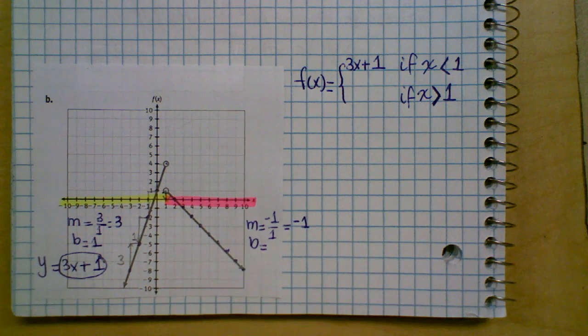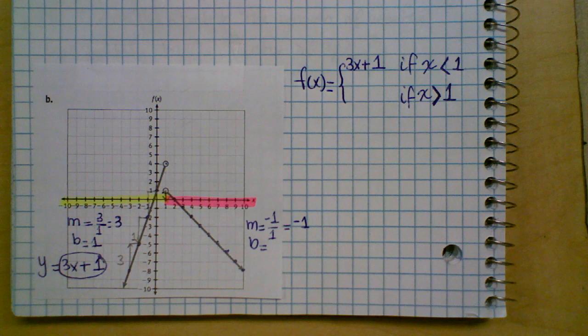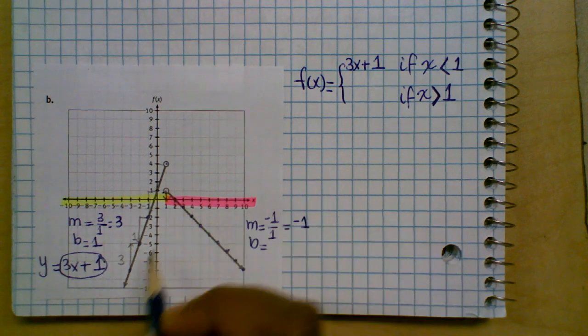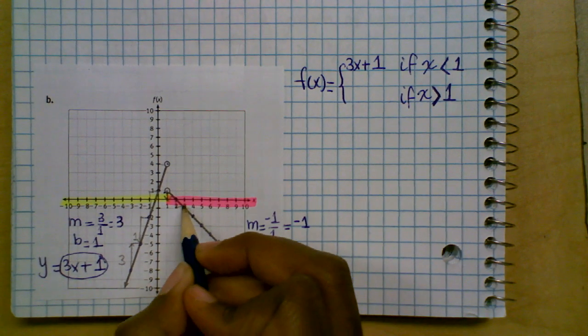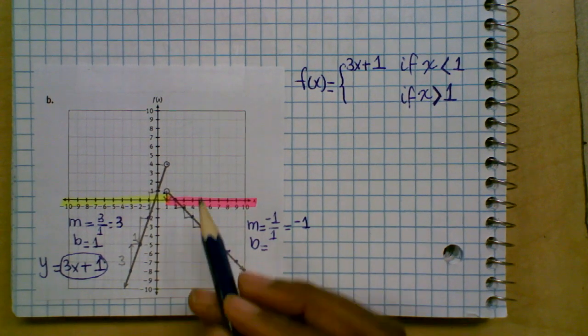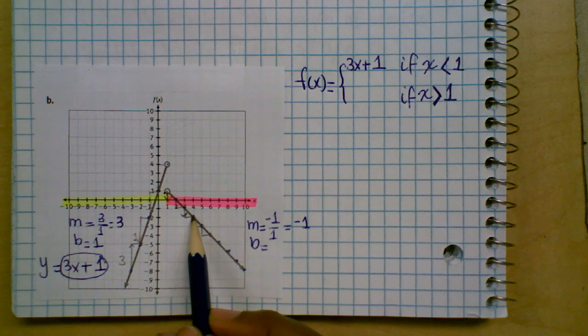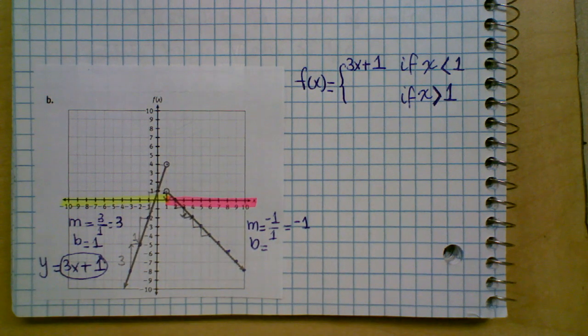And what is b, the y-intercept? If you don't believe me, you can try the slope a couple of times. You're going down 1 and to the right 1, down 1 and to the right 1, down 1 and to the right 1. Going down 1 is negative, and going to the right is +1. So I am correct.